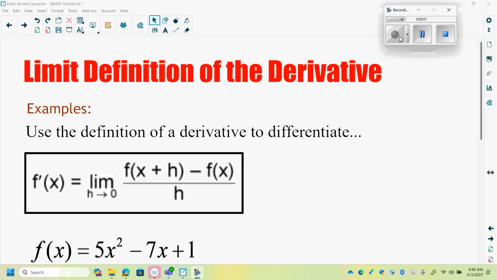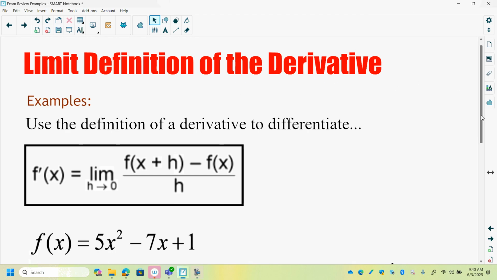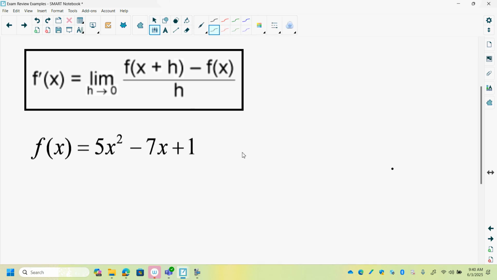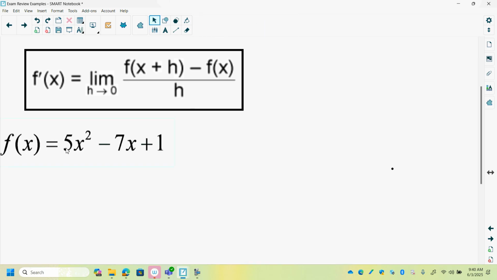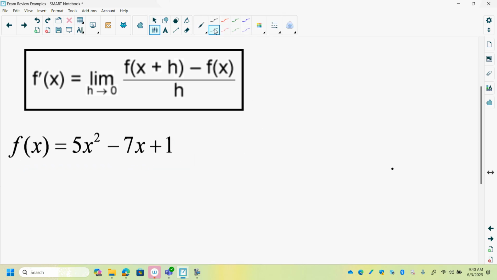We will continue our exam review, and today we're going to look at some derivatives. So, the limit definition of the derivative. First thing we need to do is find f at x plus h. That means I'm going to take the f at x equation and replace all of the x's with x plus h. So this would become 5 times x plus h squared minus 7 times x plus h plus 1.